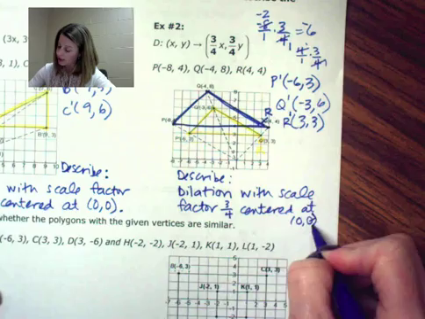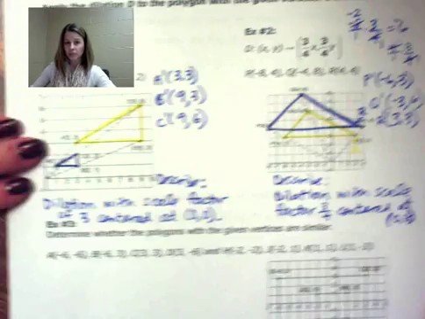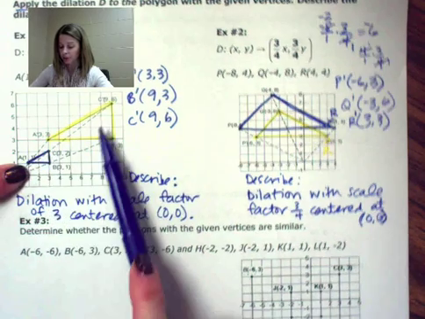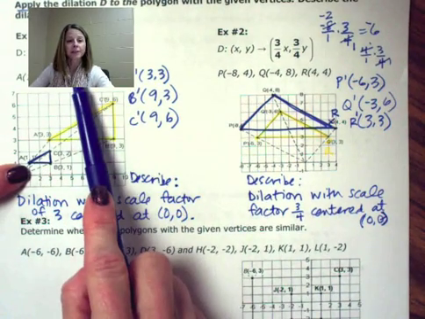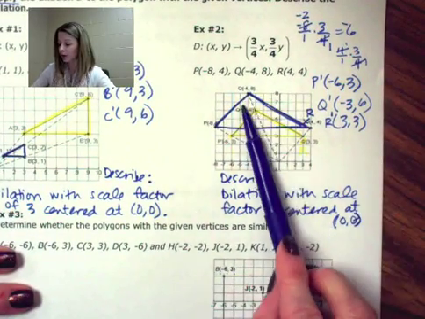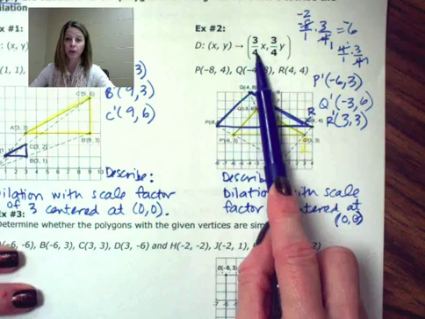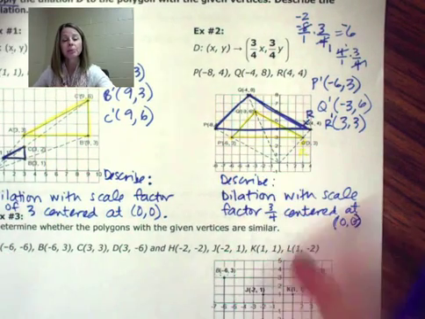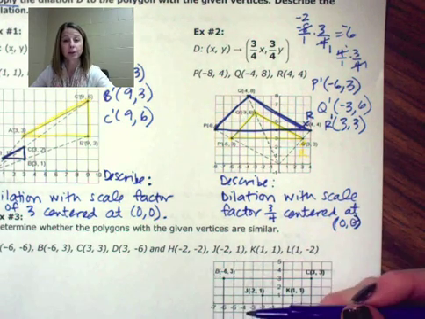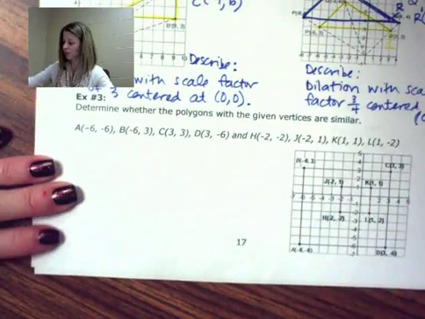Now, one thing I want you to pay attention to that I didn't really mention a second ago, back to number 1. My original triangle was blue, went from blue to yellow, so it became larger, and my scale factor is 3. It's a number bigger than 1. In my second example, the blue triangle was the first triangle. It became smaller, and my scale factor is a number smaller than 1. So when you multiply by numbers bigger than 1, you get a bigger number. When you multiply by numbers smaller than 1, you get a smaller number. All right, let's move on to number 3.